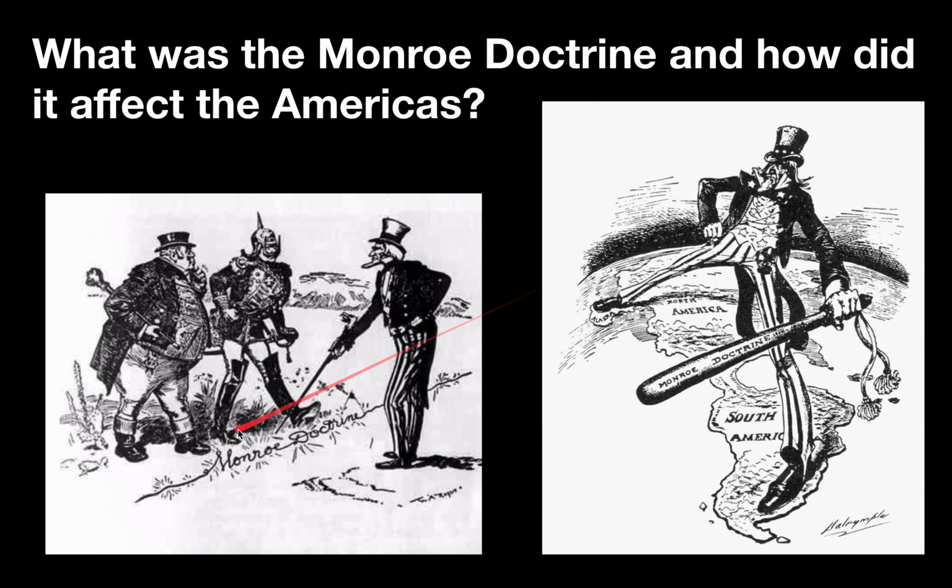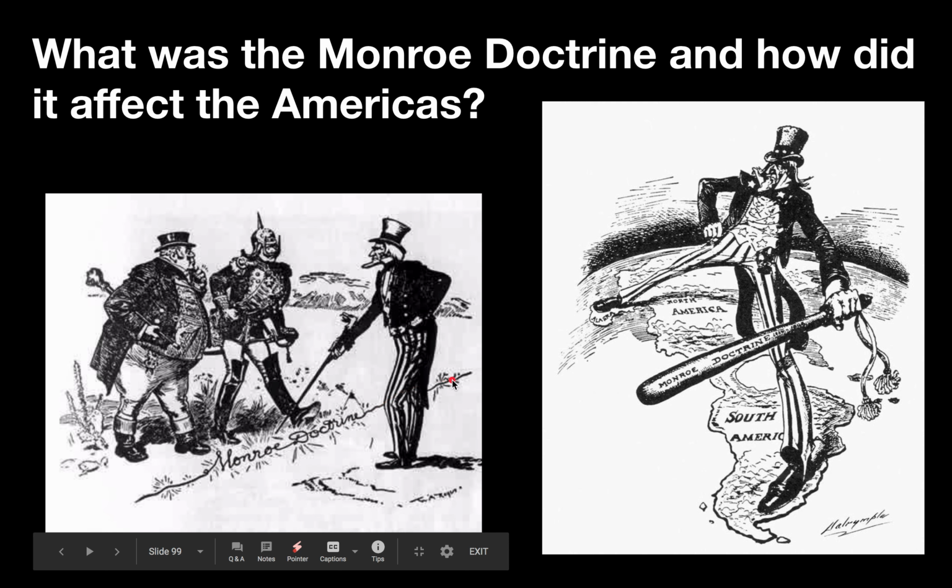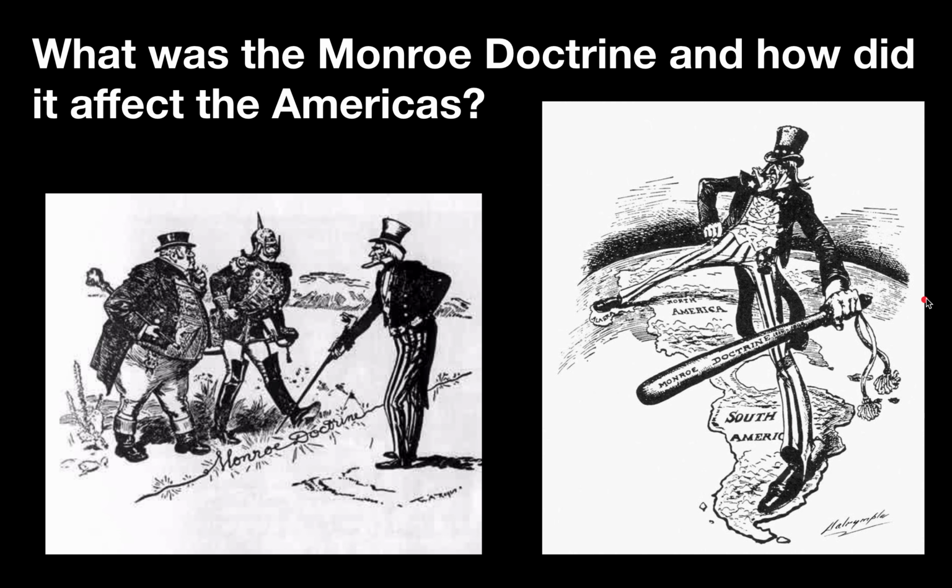Here we have a cartoon literally drawing a line in the sand, right? These are the Europeans he's telling to keep out. Or here we have Uncle Sam, who represents America, holding this bat, showing that America will use force to keep Europeans out. And that's the Monroe Doctrine.